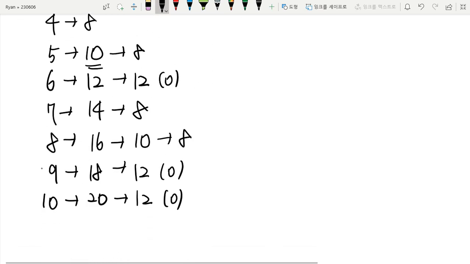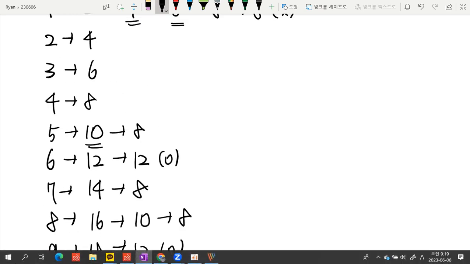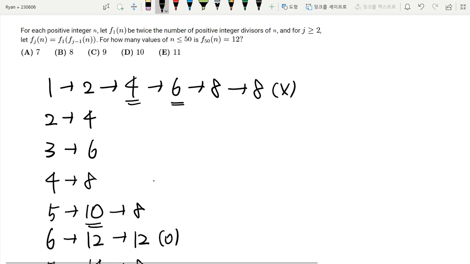So I mean, we want to find the numbers up to 50. So I think the maximum number of factors is about 10. There are 3 cases we want, and we want to find each case. So let's say we want to find at first the numbers having 6 factors. That means one case is 2 to the 5th power.